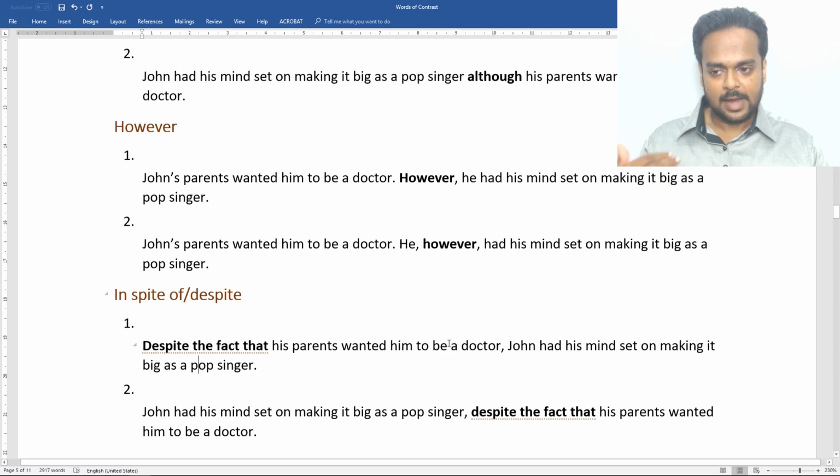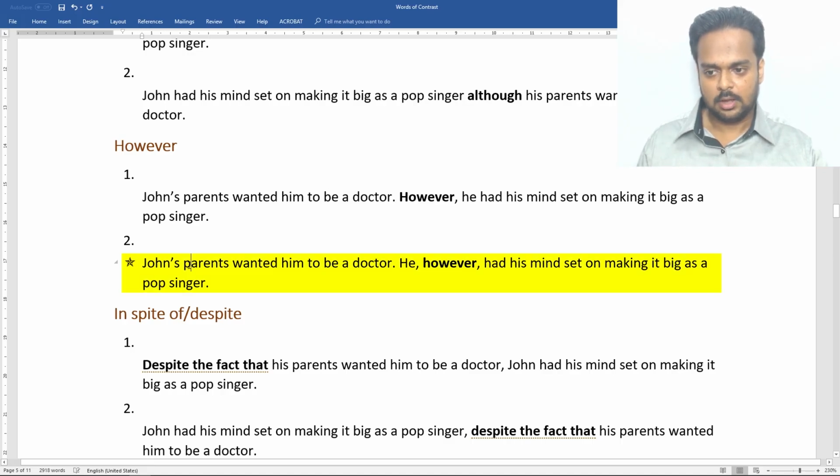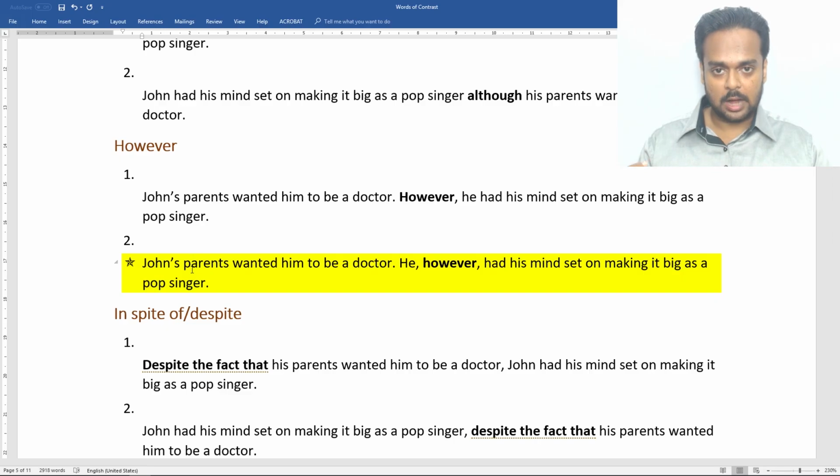Now, out of all the options that we have here, my favorite for this particular situation is this one over here. I'm going to give it a star, and I'm going to highlight it because I feel that out of all of these sentences, this one does a very good job of highlighting the contrast. So this is my pick, even though all of the others are also grammatically correct.